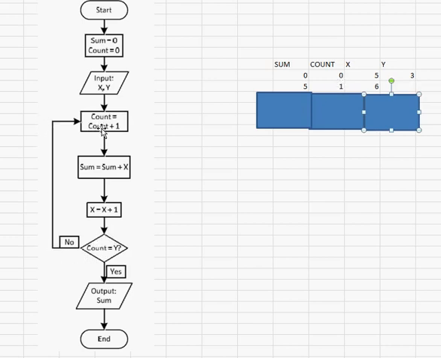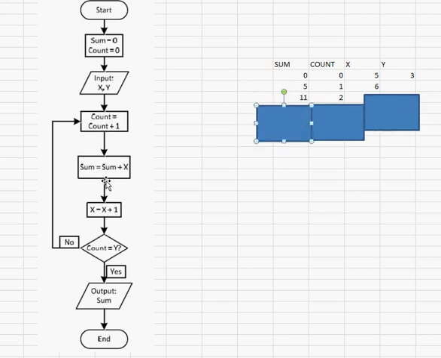Count is equal to count plus 1. So it's 1 plus 1, which is now 2. Sum is equal to sum plus x, which is 5 plus 6, which is 11. X is equal to x plus 1. So 6 is now 7. Okay? Is count equal y? No, it is still 2. So now we go back.